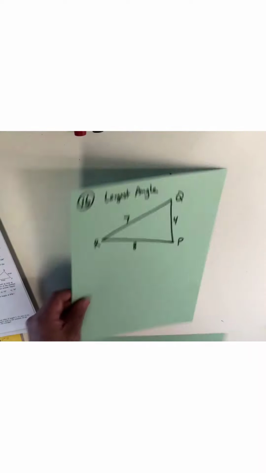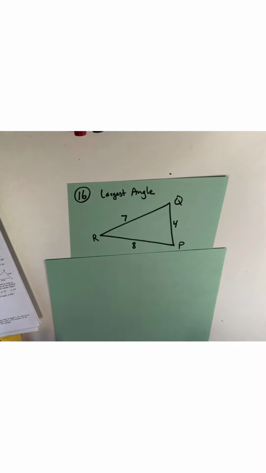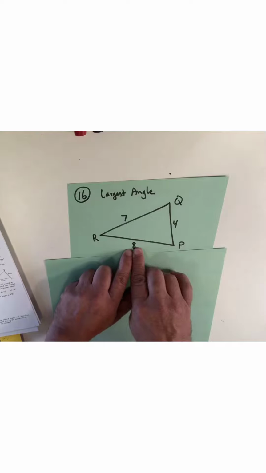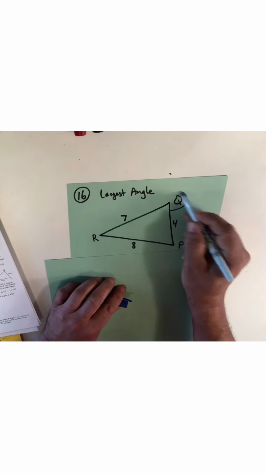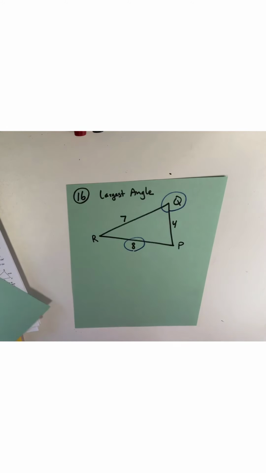Okay. Jumping over to number 16, it's looking for the largest angle. Well, how do you know which one is the largest angle? That's not too difficult because if this is 8, that's the biggest number. That means that they're looking for Q. So those are the two that I will circle here so I can go figure out the largest number. And then you just do the math.